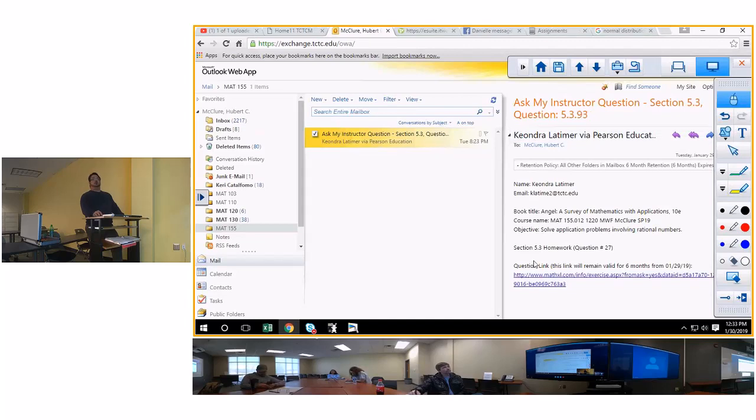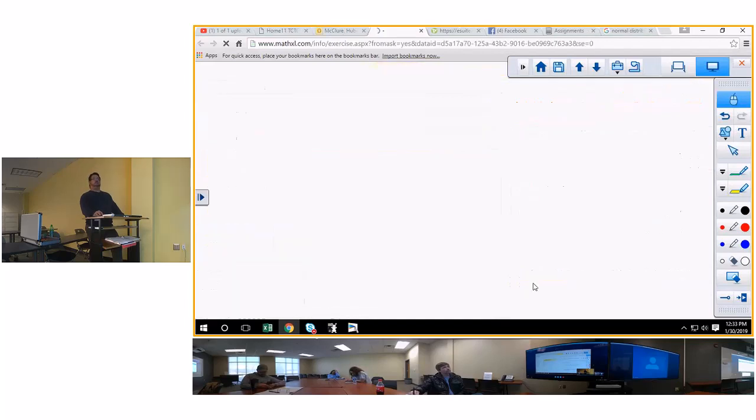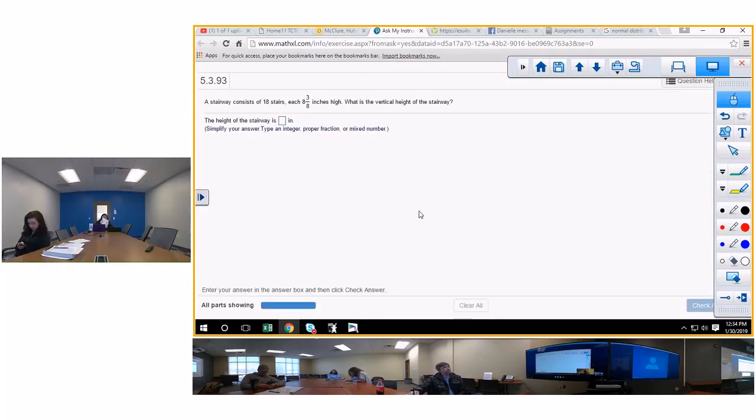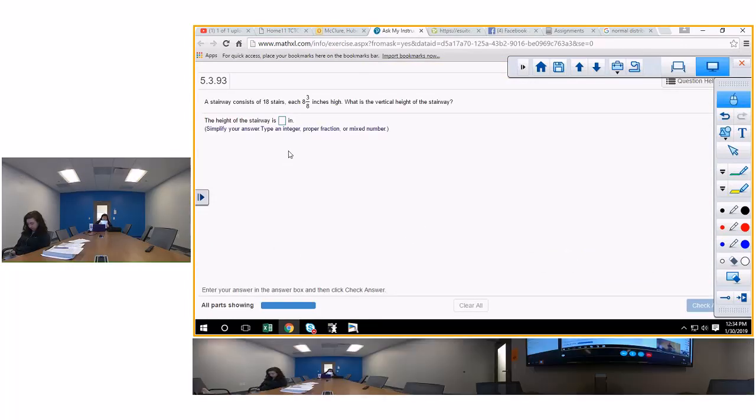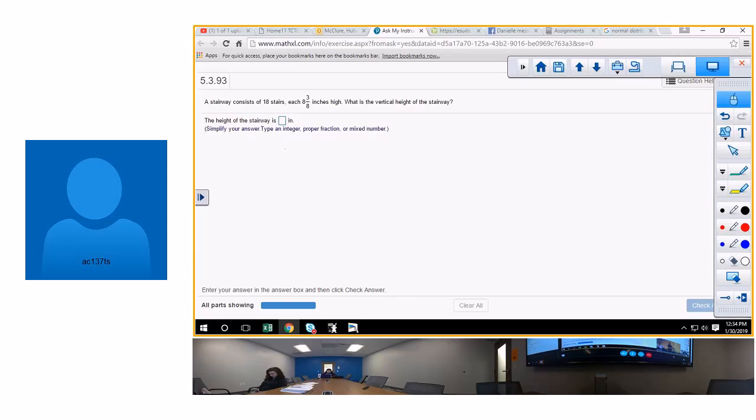And this one, 93, so let's see, 27. A stairway, this is a good test question because a lot of people can't do it. A stairway consists of 18 stairs. Each is blah, blah, blah high. What is the vertical height of the stairway? Now, let's change that.